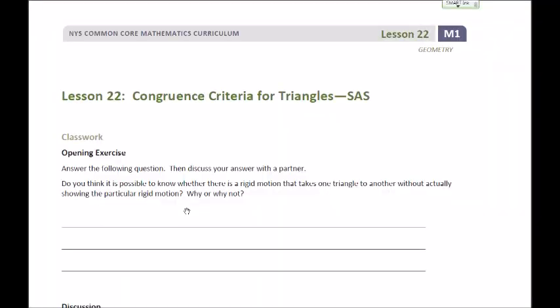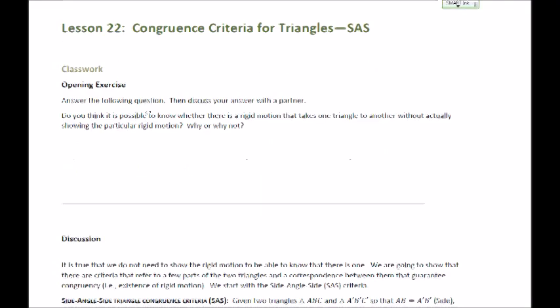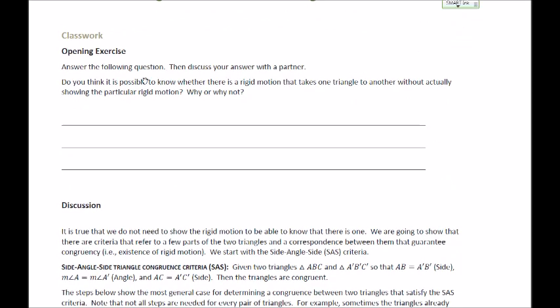Let's get started. For lesson 22 in Engage New York, it starts off with an opening exercise to think about: is it possible to know whether there's a rigid motion that takes one triangle to another without actually showing the particular rigid motion? And if you think about that, I'm hoping that you come to the conclusion of yes, it is possible to see two triangles or two shapes and say, even though I don't know what rigid motion would take one to the other, I know based on the information there that those two must be congruent.